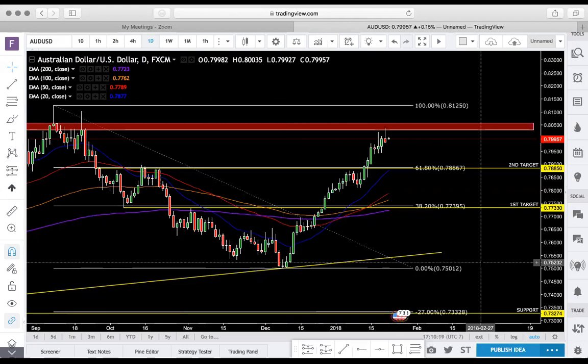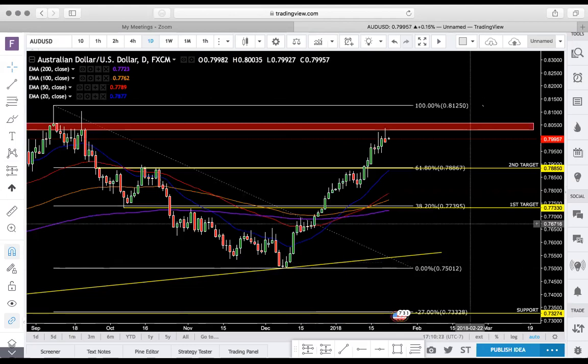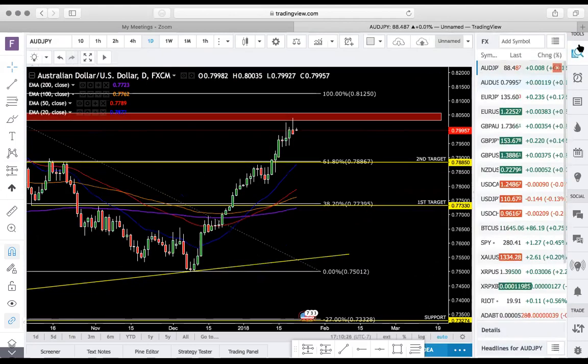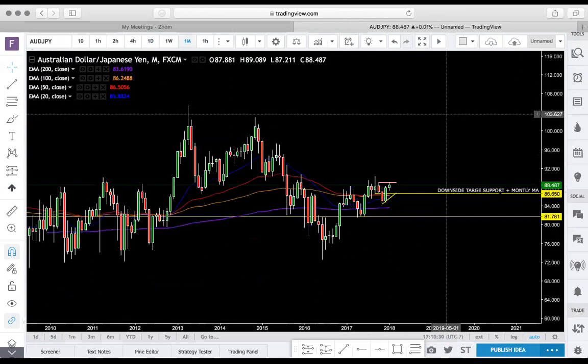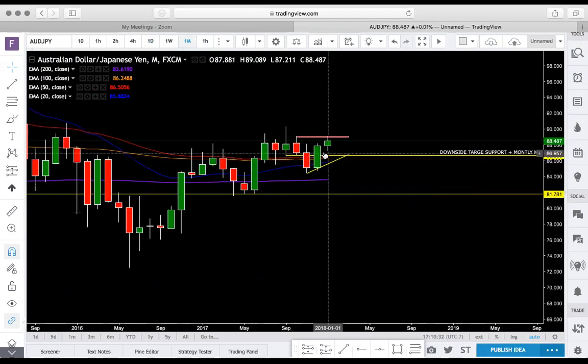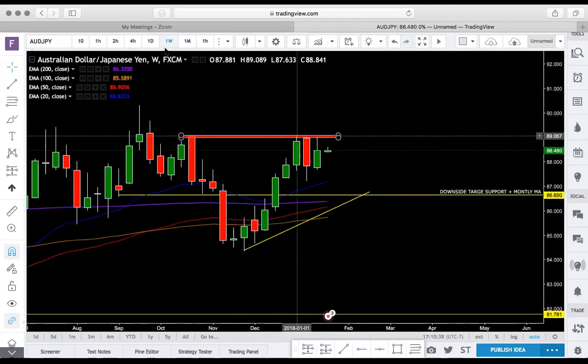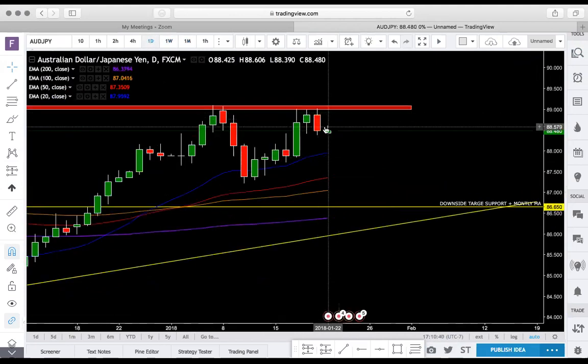Which pair were you looking at, Balaji? Let me know what you were looking at. But it's kind of like Aussie Yen, which is what we just talked about. On the monthly, it is still bullish because price is staying above the moving averages. So that's still monthly. But then the weekly and daily contradict the monthly.